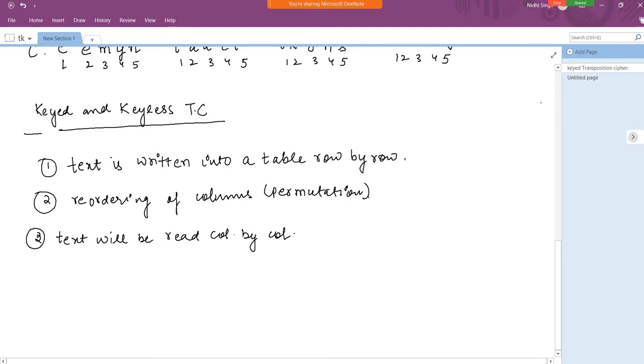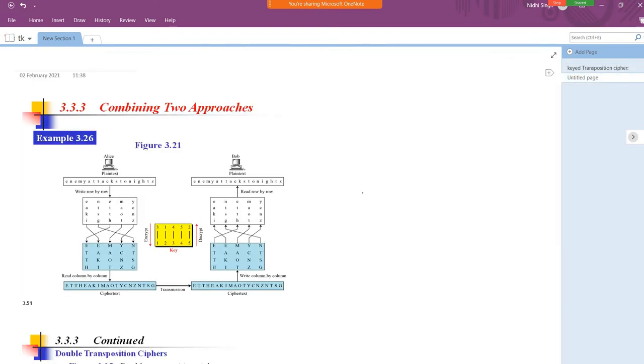Now see the example using a diagram. This is one of the diagrams. I am using the same example: enemy attacks tonight, and the last one is a dummy character, because we are talking about the block cipher. The first step is you have to write the plaintext row by row into the table.